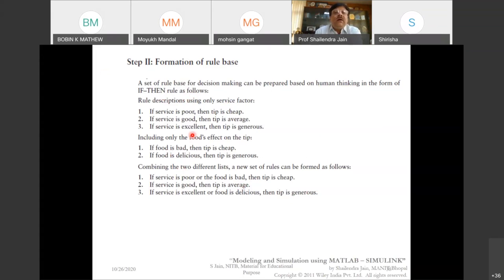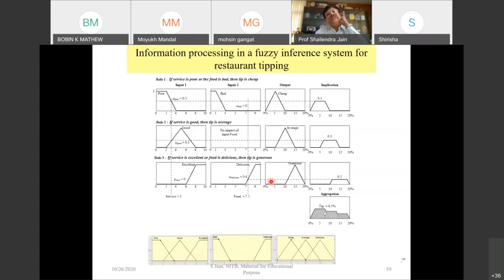The third combination we have used: if service is poor or the food is bad, then tip is cheap. So this is basically the information processing in a fuzzy inference system for the restaurant tipping system. So you can see this is my input 1: poor, good, and excellent. This is my membership function for input 2, bad. There is no membership function in rule 2, and this is again delicious for rule 3.